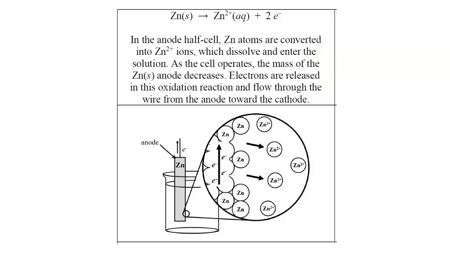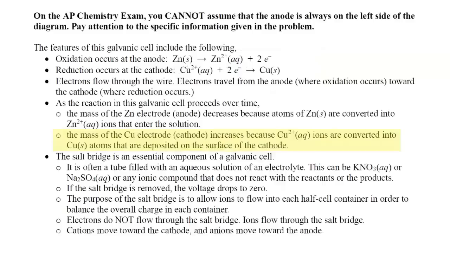In the anode half cell, zinc atoms are converted into zinc 2+ ions, which dissolve and enter the solution. As the cell operates, the mass of the zinc anode decreases. Electrons are released in this oxidation reaction and flow through the wire from the anode toward the cathode. The mass of the copper electrode, the cathode, increases because aqueous copper 2+ ions are converted into solid copper atoms that are deposited on the surface of the cathode.